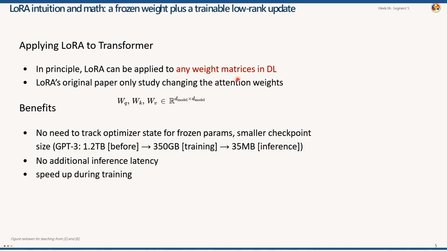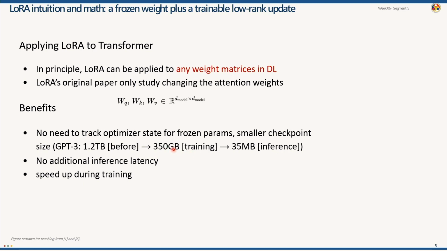we usually use it specifically for transformers, because the reduction is high. Because if you have very large matrices, the efficiency gain from the reduction makes it easier to match up the performance also. The benefits: no need to track optimizer state for frozen parameters, and a smaller checkpoint size. For GPT-3, 1.2 terabytes of size to store the parameters, which in training we will need 350 GB.